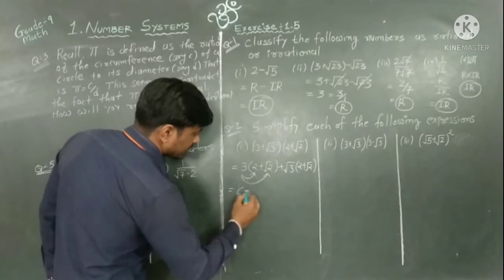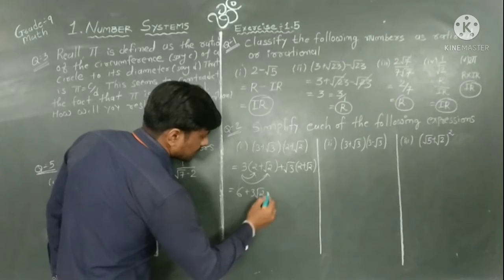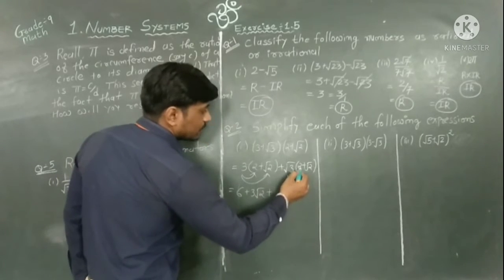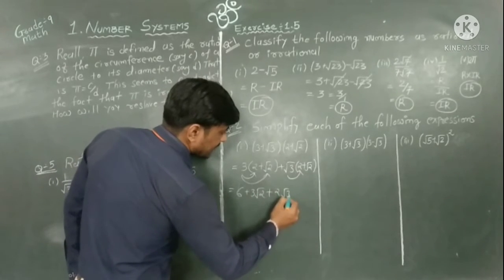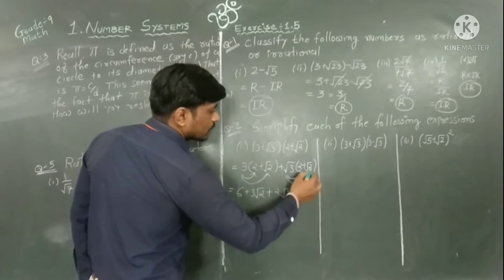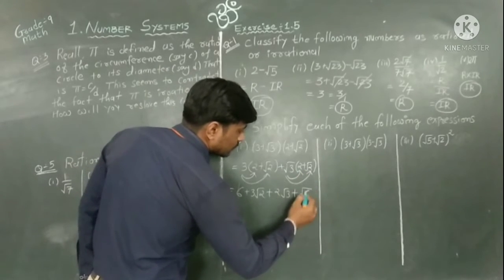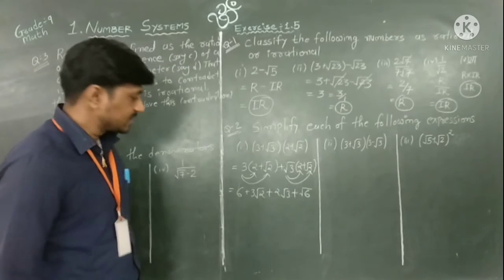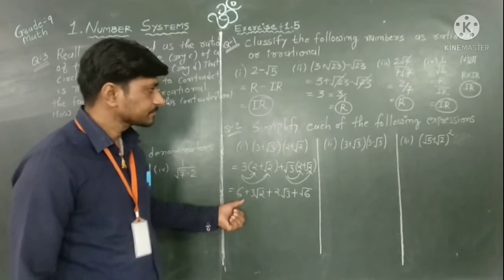3 into root 2 that means 3 root 2, plus root 3 into 2 that means 2 root 3, and at last root 3 into root 2 that means under root 6. Okay, this is our final answer.